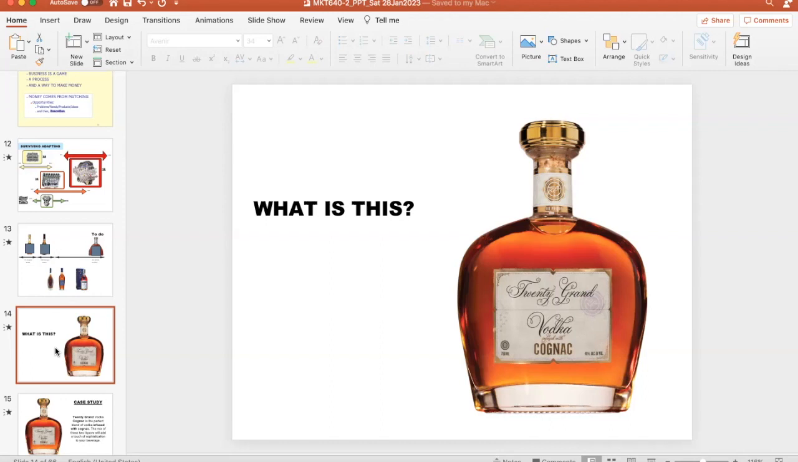If you ask the people, what is it? Most people will think it's a cognac. And most people think it's a cognac because it's dark like a cognac. But if they really pay attention, it's actually a vodka. So what's a vodka? Well, vodka costs about $2 to make maximum. But it says it's infused with cognac.